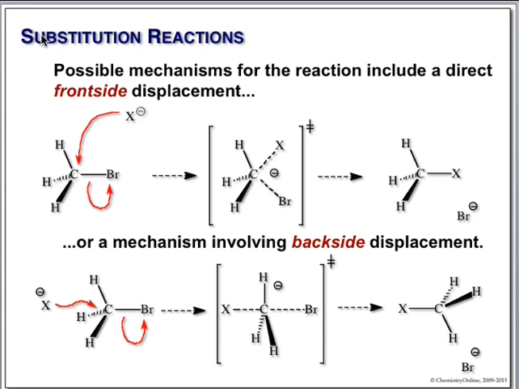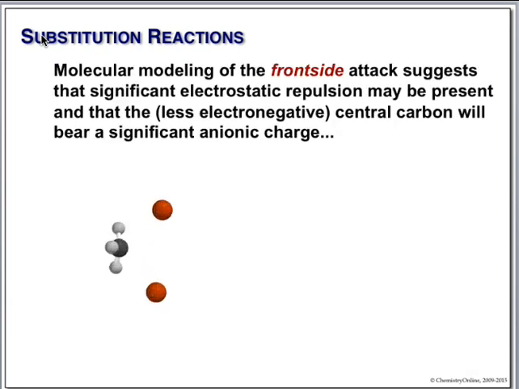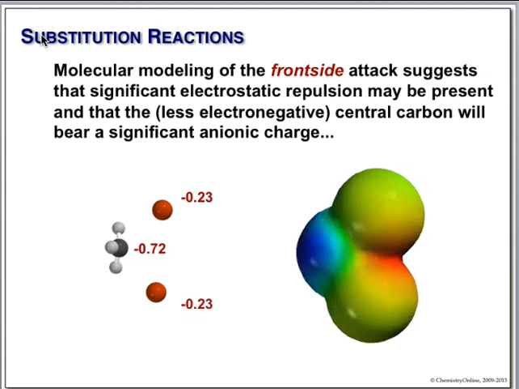Distinguishing between these two, these days, you can actually do calculations. If you calculate for the front side attack, we can place our electrophilic carbon in the middle. Here we're doing a symmetrical displacement, bromine in, bromine out. And again, this is our transition state. If we go ahead and calculate charge distribution for this, we see that we have something that looks like this as electrostatic potential.